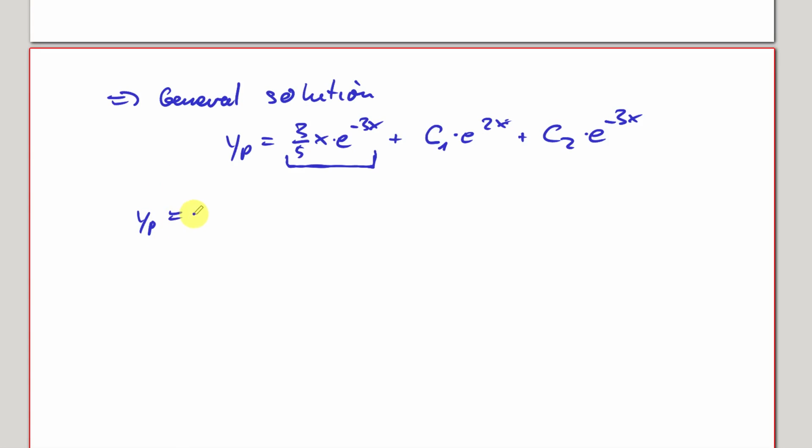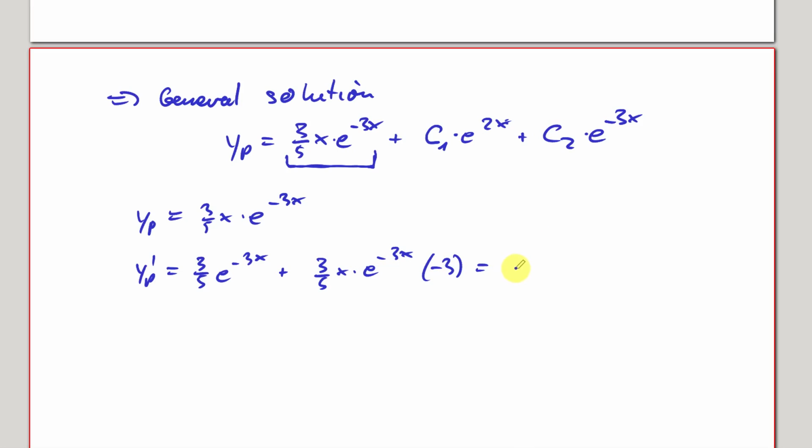And if you don't trust me, you can just try to find out what if yp is just 3 over 5x times e to the power of minus 3x. Then you can just compute the first derivative. It is just 3 over 5 e to the power of minus 3x plus 3 over 5 x times e to the power of minus 3x times minus 3. So this can be simplified to 3 over 5 minus 9 over 5x, in brackets, times e to the power of minus 3x.